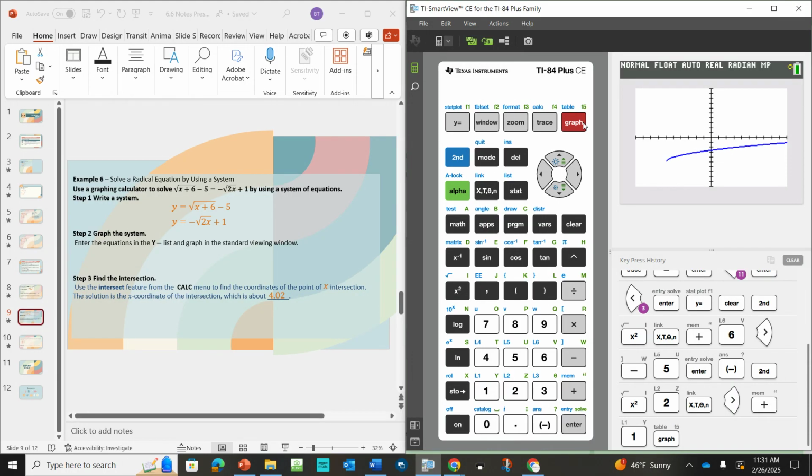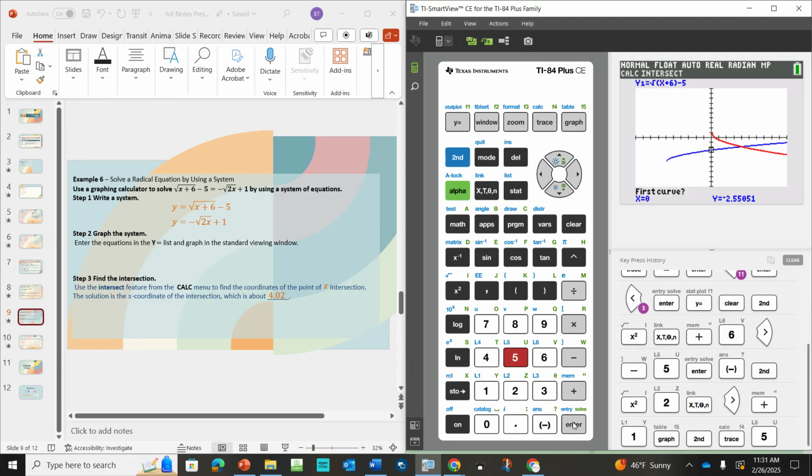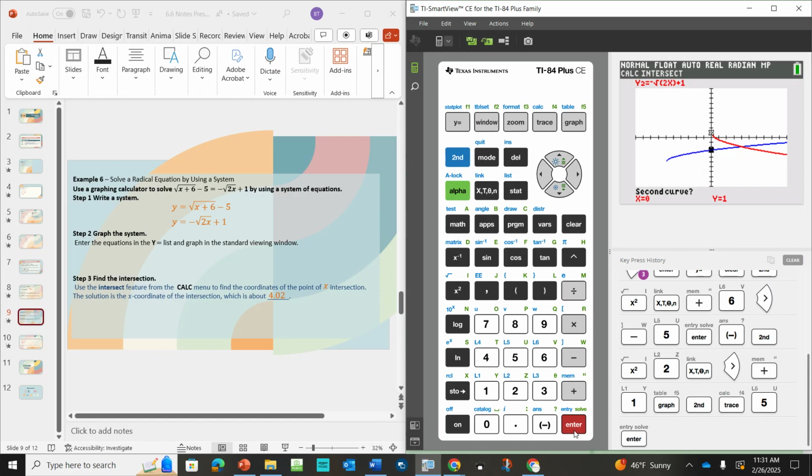And now when I press graph, I'm looking at where those intersect. So I'm going to use the intersect feature by pressing second trace 5. And then first curve is whatever your cursor shows up on, whatever you entered into y1. And then second curve is what we entered in y2. And then for guess, I'm going to move my cursor closer to that point of intersection and press enter. And that gives us, if I round to the nearest hundredth, 4.02.